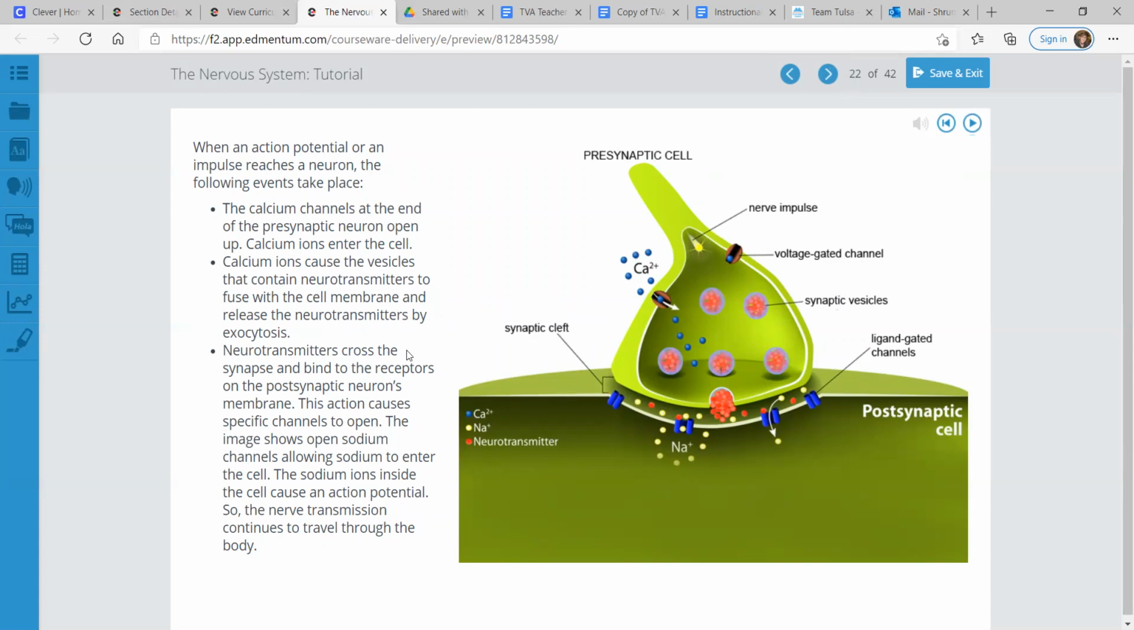and neurotransmitters cross the synapse and bind to the receptors of the postsynaptic neurons. So they're expelled here from this cell, and then they go to specific channels. This action causes specific channels to open. So this image shows open sodium channels allowing sodium to enter the cell. The sodium ions inside the cell cause an action potential to occur. So the nerve transmission continues to travel through the body.